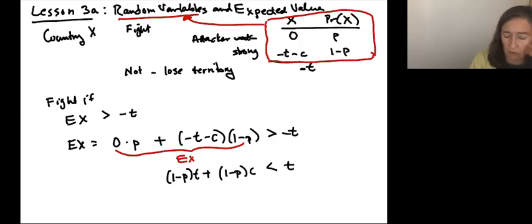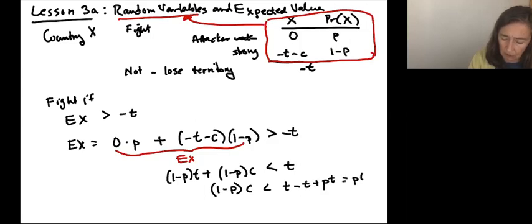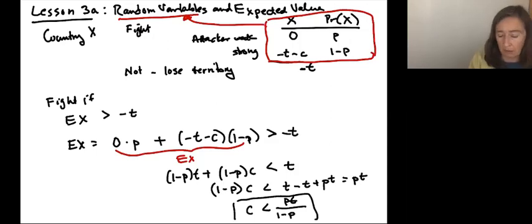And I factored out the negative 1, so that should be greater than T. Taking the T terms over to the other side, 1 minus P times C is less than T minus T plus P times T. That looks like PT. So we should fight if this is true: if C is less than the ratio of PT over 1 minus P.